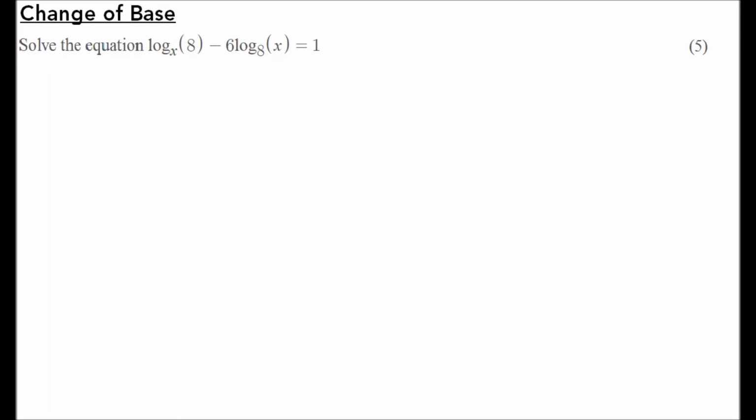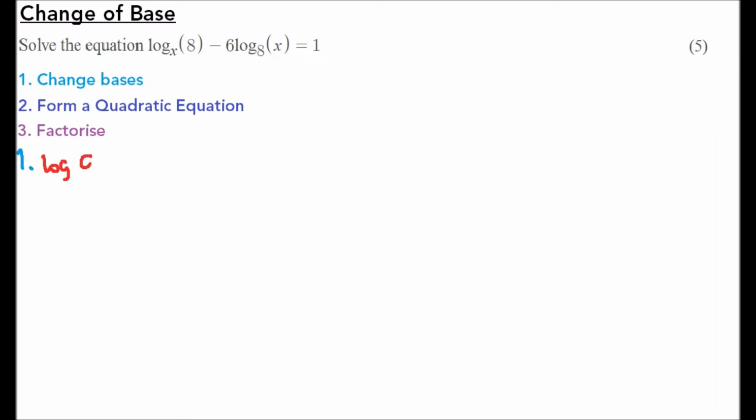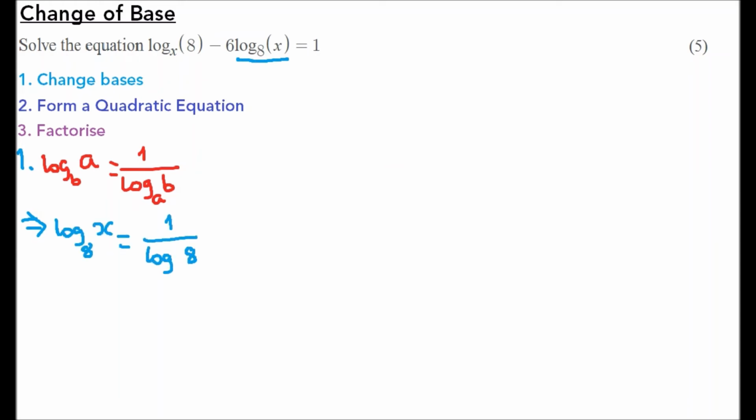Now, change of base questions are very common, and in order to solve these, it's a simple three-part method. First, change the bases. Second, form a quadratic equation. And third, factorize it. I'll show you what I mean. First, using the change of base rule, which states that log a to base b is 1 over log b to base a, we get log x to base 8 is 1 over log 8 to base x.